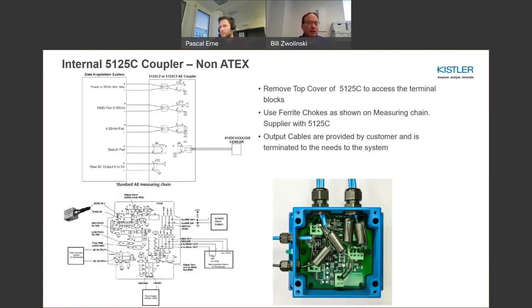This is what it looks like inside. I'm not going to go through this in detail, but basically inside the coupler are terminal blocks that you screw into. We supply ferrite chokes that really help attenuate any high frequency noise, and give you a high fidelity signal on the output.